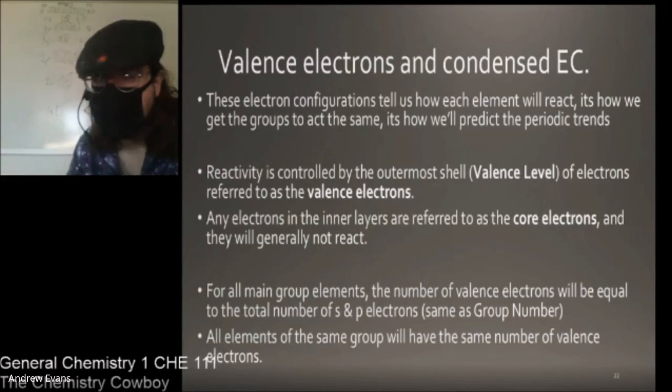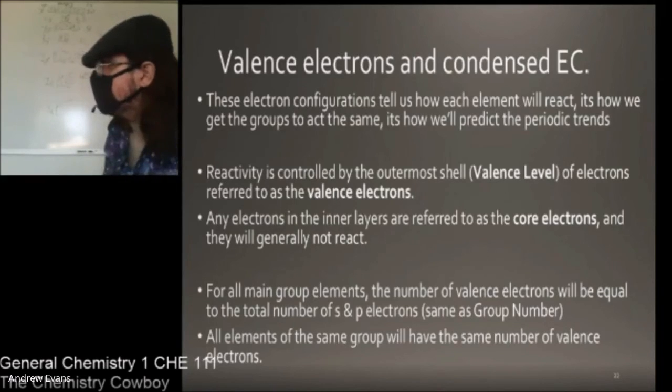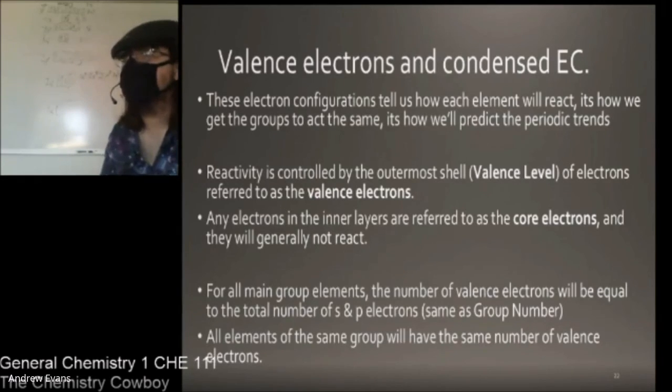Okay, that's where we're going to end. But next class, we're going to talk about how we can actually condense that electron configuration down into a shorter version that just shows us the valence electrons. So I don't have to go 1s2, 2s2, 2p6, like I'm an auctioneer.